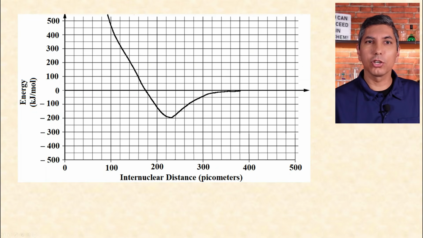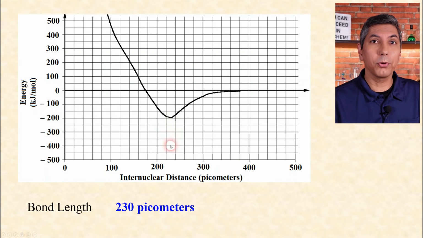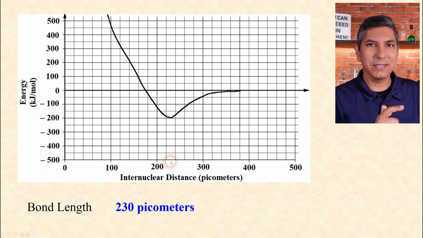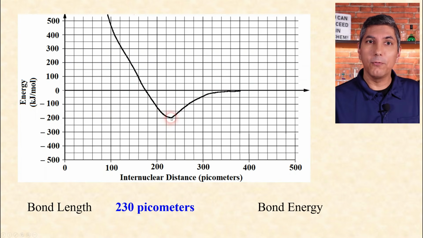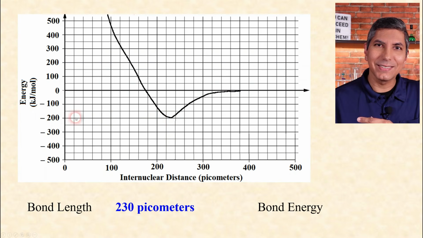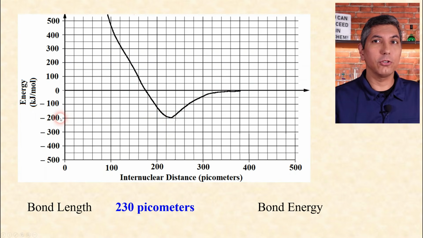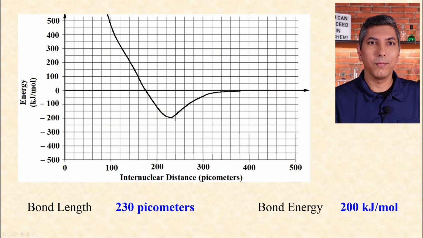When you're asked to determine the bond length, focus on the very bottom of this curve. The distance between the atoms at the bottom of that curve is very close to 230 picometers, and that's the bond length. To find the bond energy, we'd focus on the y-axis at that same lowest point. It's right at 200 kilojoules per mole.